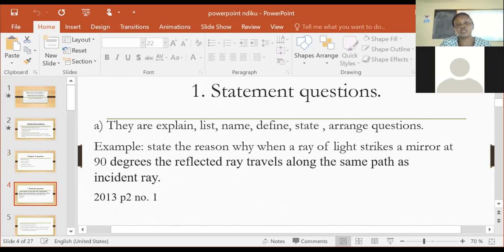For statement questions, these are questions whereby you will find the words explain, list, name, define, state, or you can also be told to arrange, like the electromagnetic spectrum. Those are questions to do with those words. We have an example from 2013 paper 2.